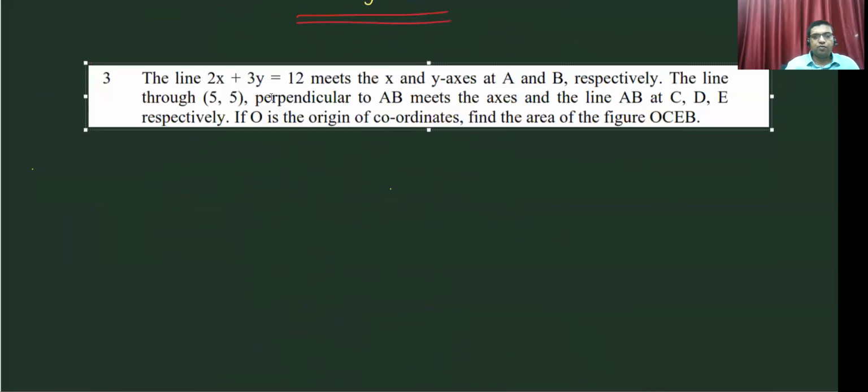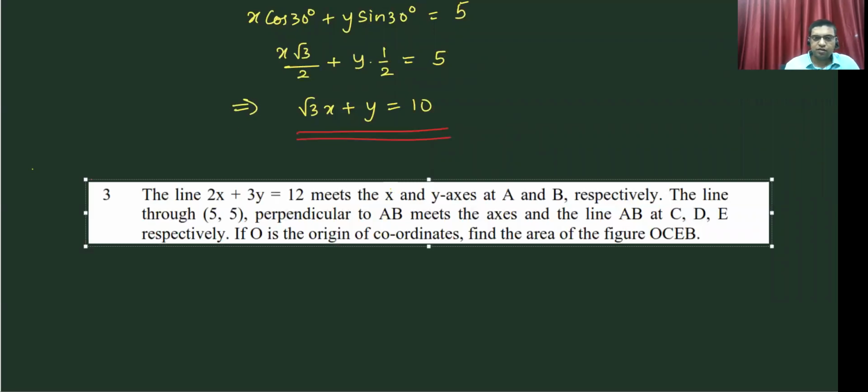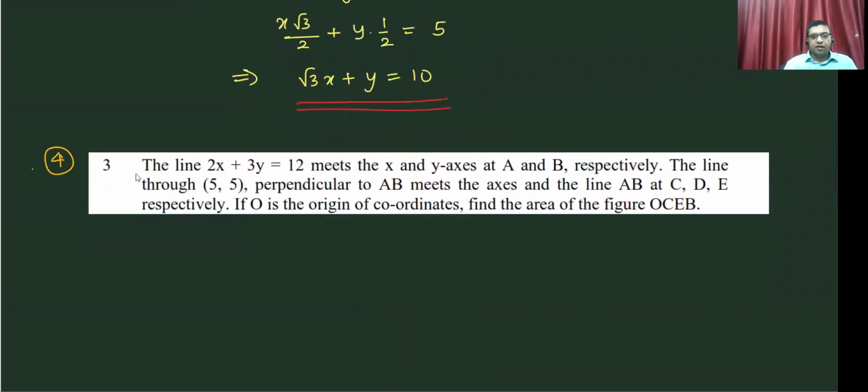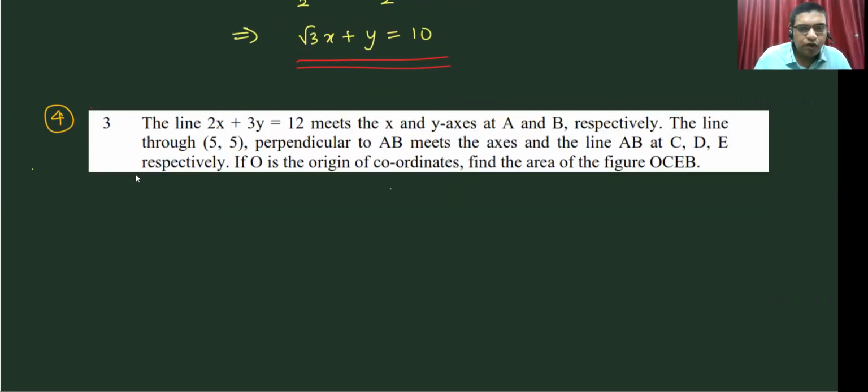This is the fourth problem for today. Line 2x plus 3y equal to 12 meets the x and y axis at A and B respectively. The line through (5, 5) perpendicular to AB meets the axis and the line AB at C, D and E respectively. If O is the origin of the coordinates, find the area of the figure OCEB.